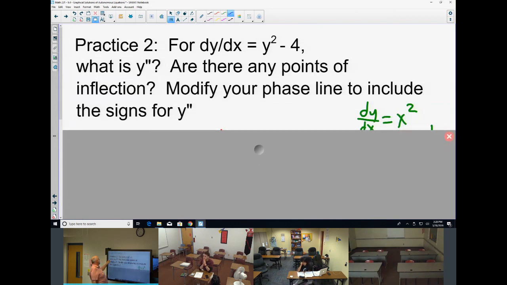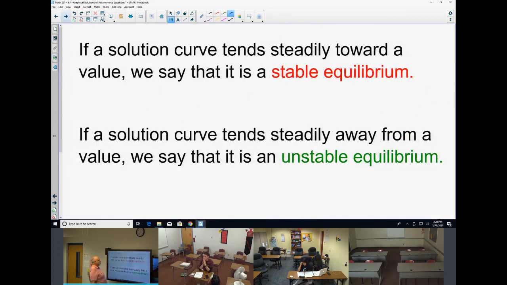So what we're going to do now is talk about those equilibrium points, where the y values make the derivative equal to 0, and we're going to talk about whether they are stable or unstable from the graph. So if a solution curve, which I'll show you what that looks like, tends steadily toward a value, we say that it is a stable equilibrium.